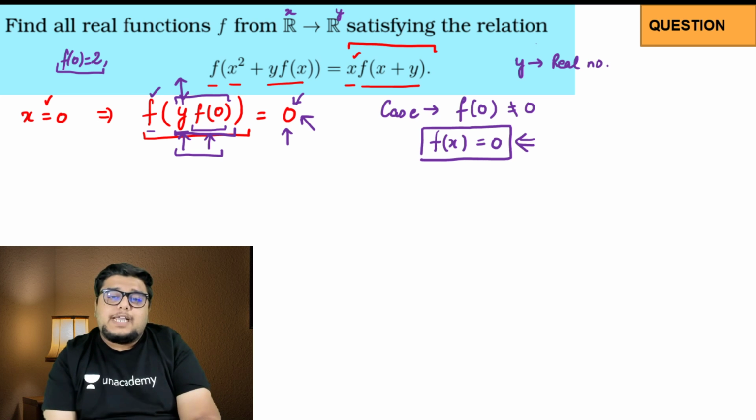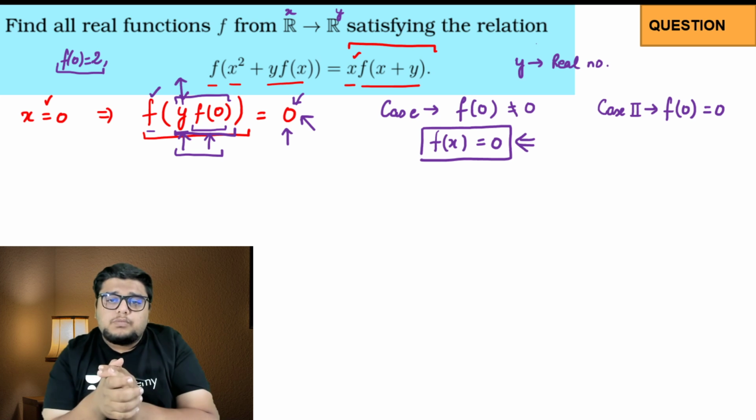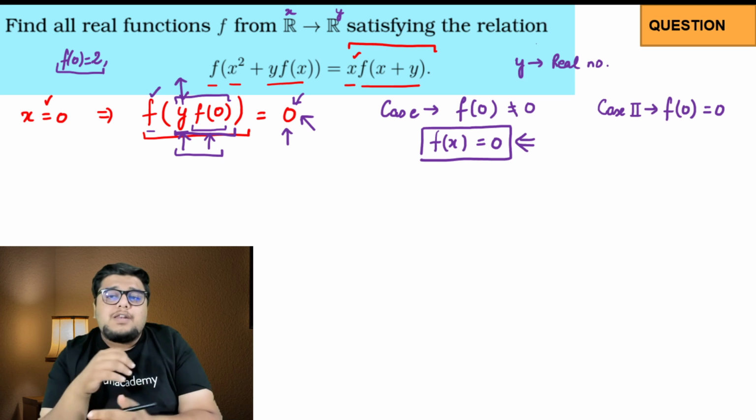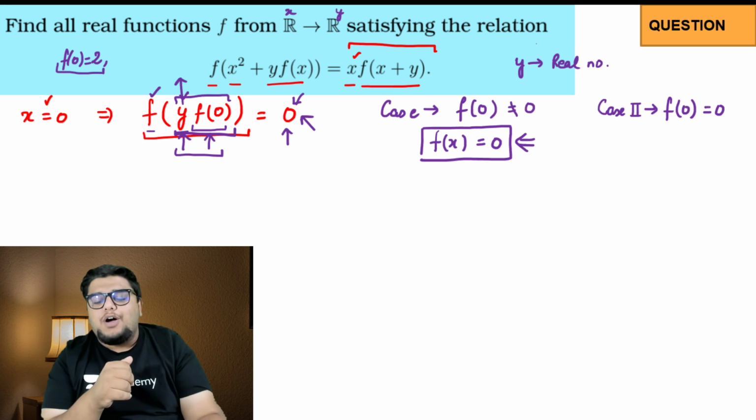What is the other possibility? The other possibility could be case number 2. What if f of 0 is equal to 0? What if this is true? So if f of 0 is equal to 0, then something can be done. And that is what I will do now.